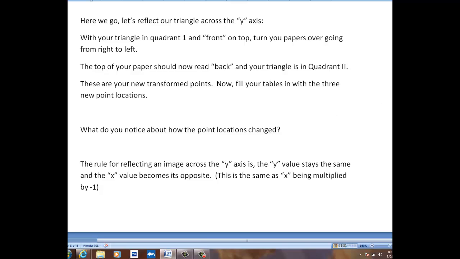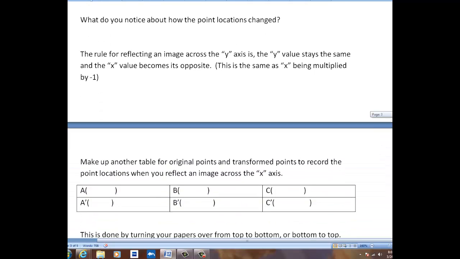What do you notice about how the point locations changed? The rule for reflecting an image across the y-axis is the y value stays the same and the x value becomes its opposite. This is the same as x being multiplied by -1.